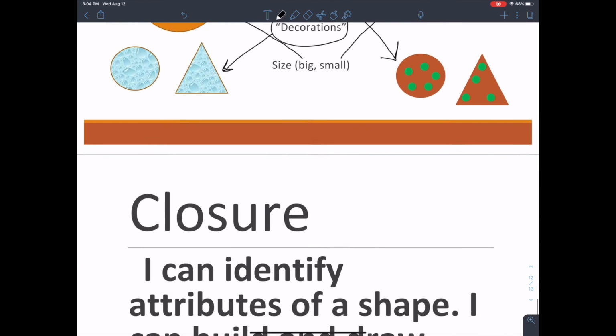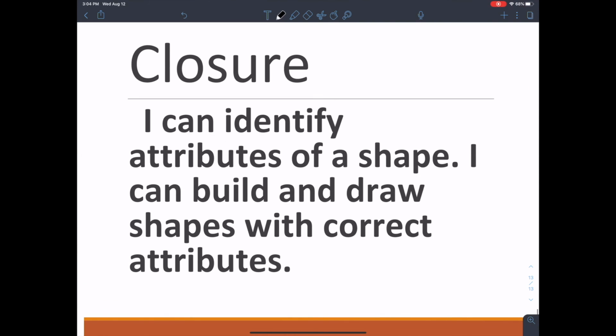Okay, that concludes everything that we're going to be going over today for today's assignment. Our closure is I can identify attributes of a shape. I can build and draw shapes with correct attributes.